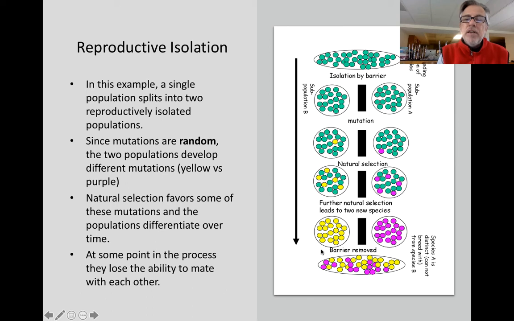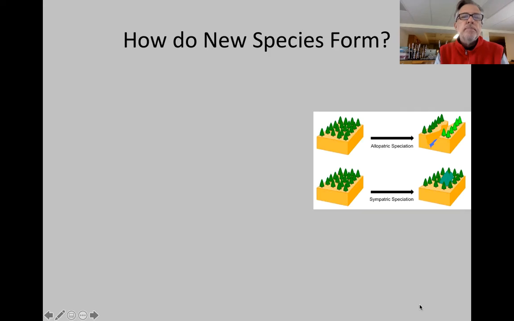And then finally, the two populations will have only that one trait. They'll be fixed for that trait. And at some point in the process, these two populations lose the ability to mate with each other. Now, there's a lot packed into that statement, and we'll unpack that maybe later on. But that's our idea of how reproductive isolation causes speciation.